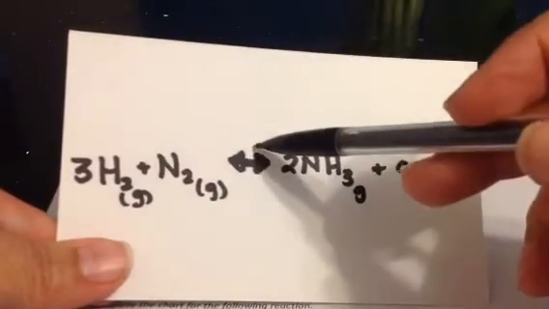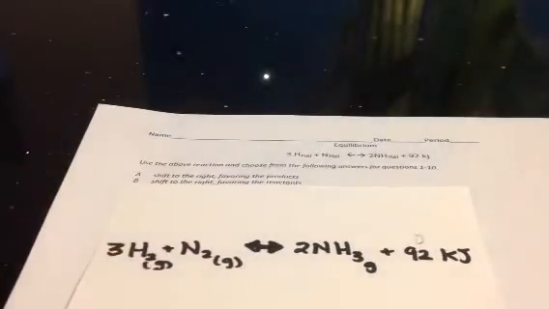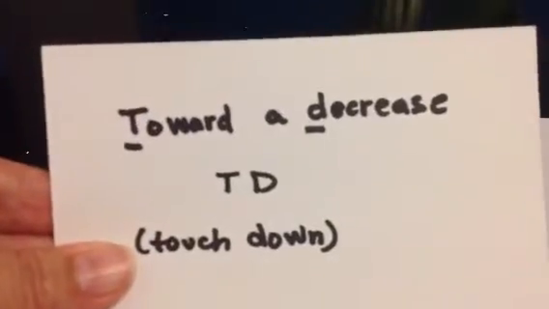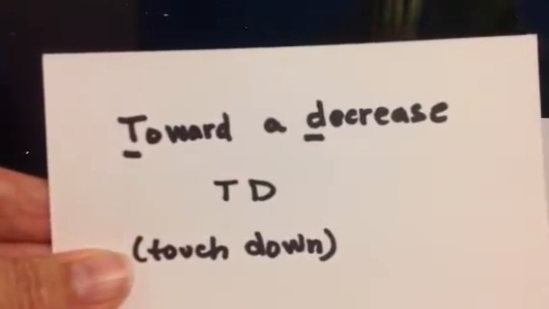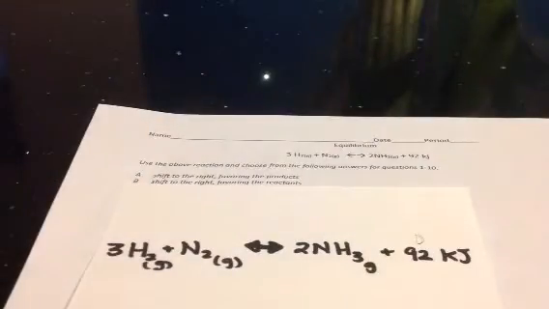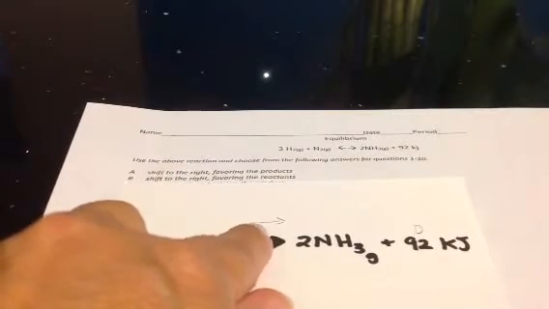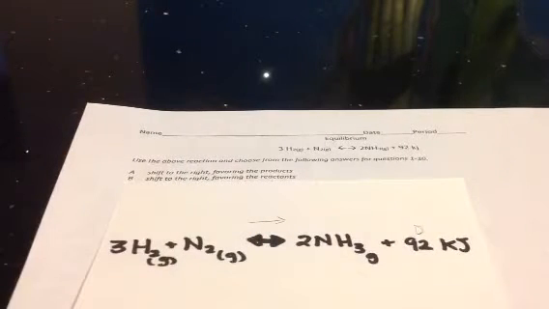Then I'm going to go to this middle arrow. And over top of that, I'm going to do one of two things. If I wrote a D like I did, I'm going to draw an arrow toward a decrease. And if I had written an I, I would draw an arrow away from the increase. So since this one was a D, I'm going to draw an arrow toward a decrease. All right? So toward a decrease. That means that this reaction is going to shift to the right.